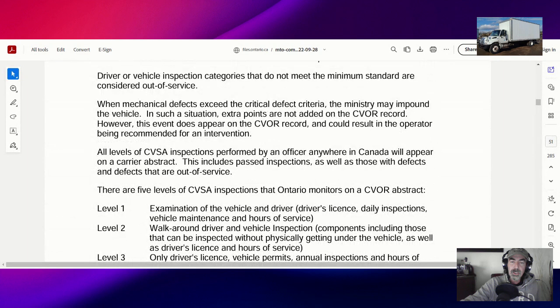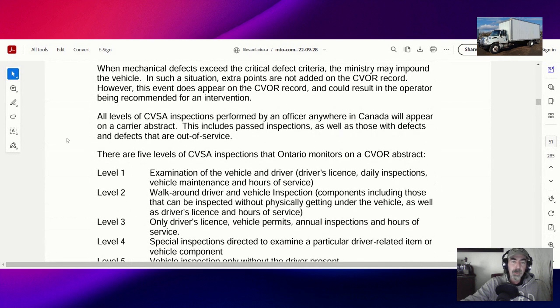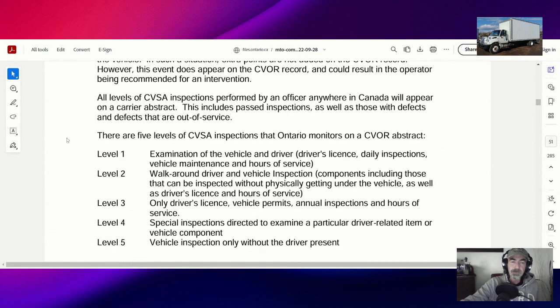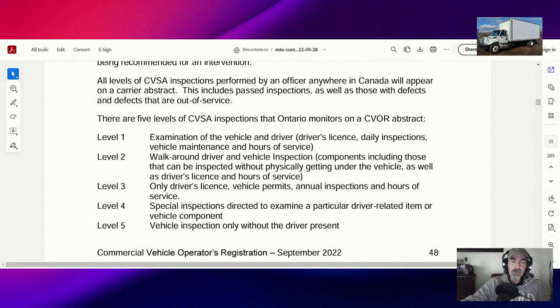In such a situation, extra points are not added on the CVOR record. However, this event does appear on the CVOR record and could result in the operator being recommended for an intervention. All levels of CVSA inspections performed by an officer anywhere in Canada will appear on a carrier abstract. This includes past inspections as well as those with defects and defects that are out of service.